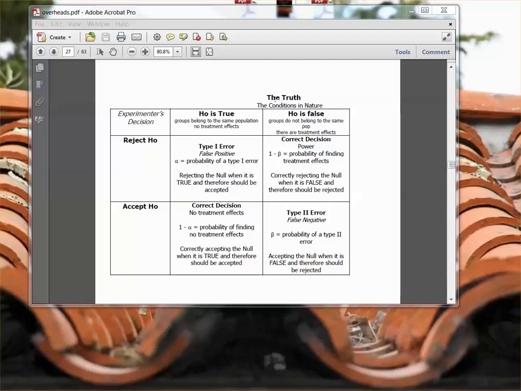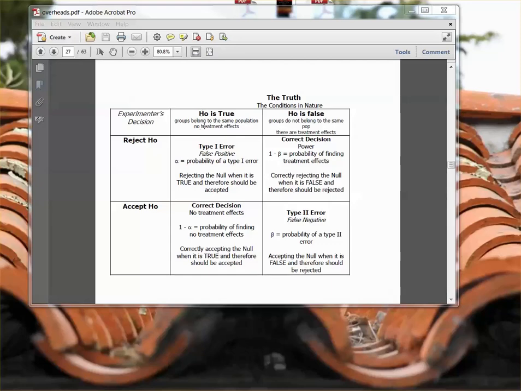I have it labeled up here, the truth. One possibility is that the null hypothesis is true. You know from our other discussions in class and videos that that means the groups belong to the same population. Or another way to think about this is that whatever you've done in your experiment, the independent variable does not affect the dependent variable, right? That's represented here in this column.